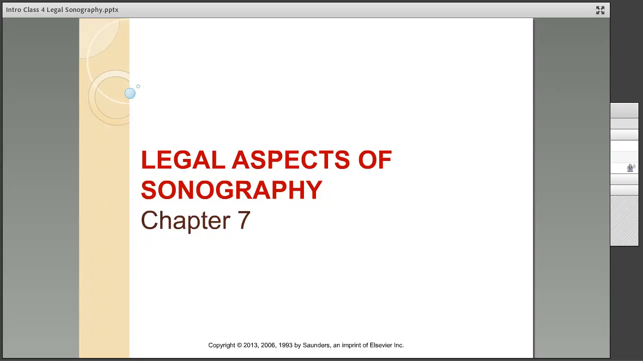This lecture is on the legal aspects of sonography. Professional sonographers must be aware of the legal and ethical issues associated with a patient care environment. Although sonographers often work under the direction of a physician, they are still responsible for any harm that a patient may suffer as a result of their actions.